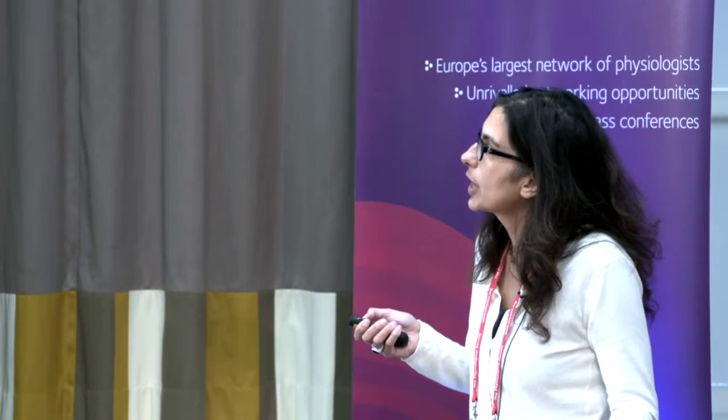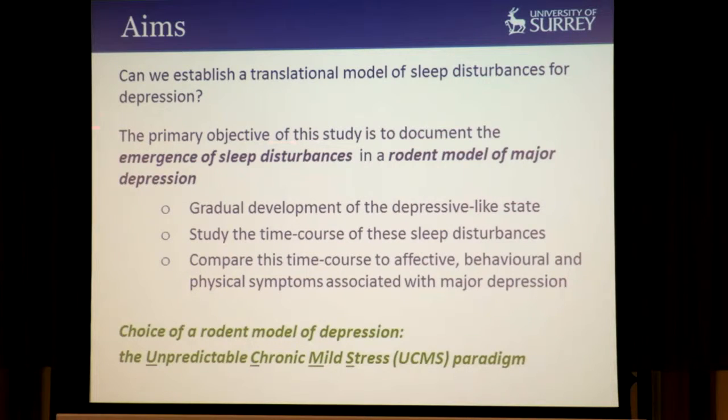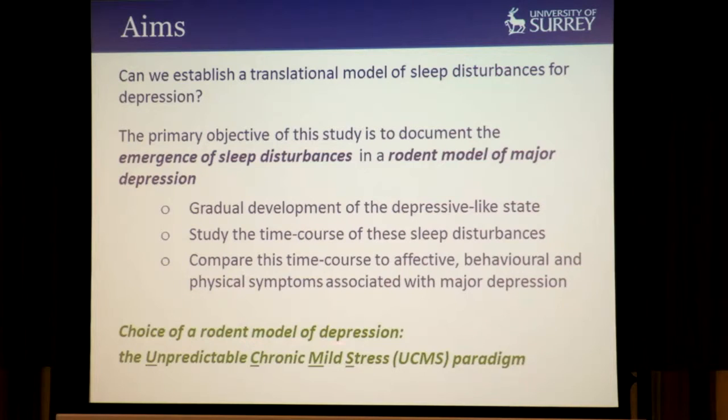So our primary objective is to document the emergence of sleep and also circadian rhythm disturbances in a rodent model of major depression, focusing on the gradual development of the depressive-like states in our model, then study the time course of those sleep disturbances and compare them with the emergence of other depressive symptoms such as behavioral or physical symptoms. We chose the following rodent model of depression, the unpredictable chronic mild stress paradigm, for two reasons.